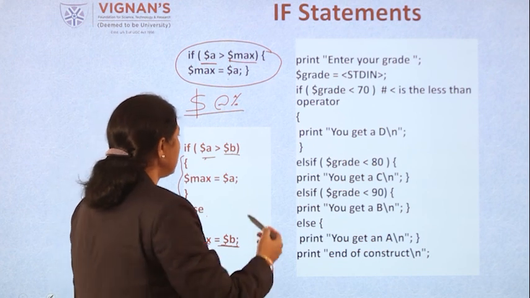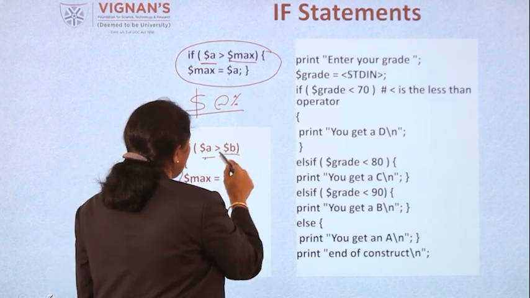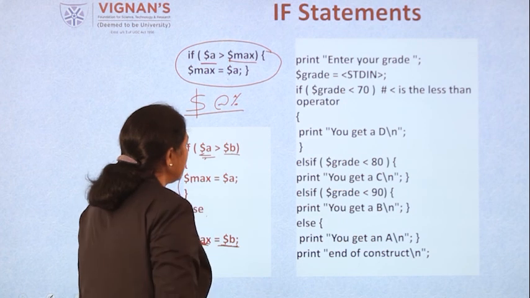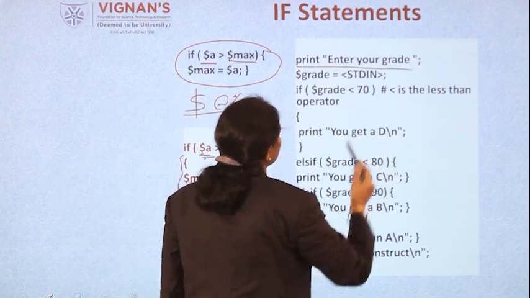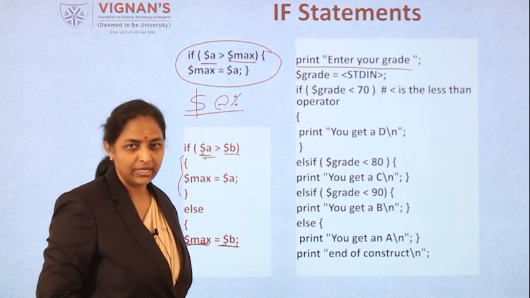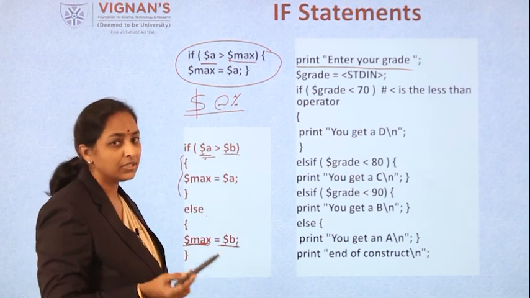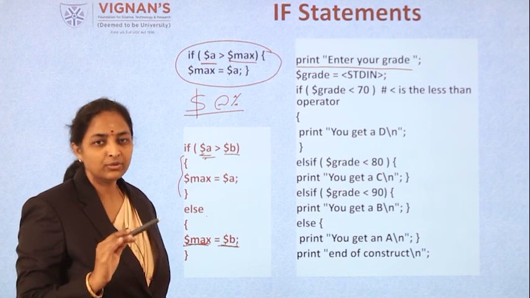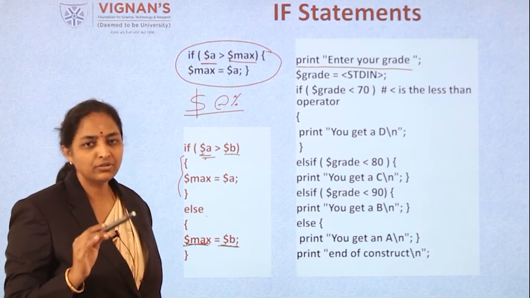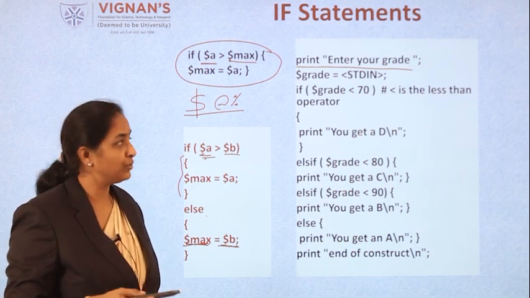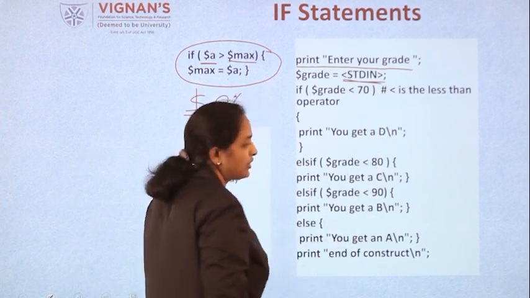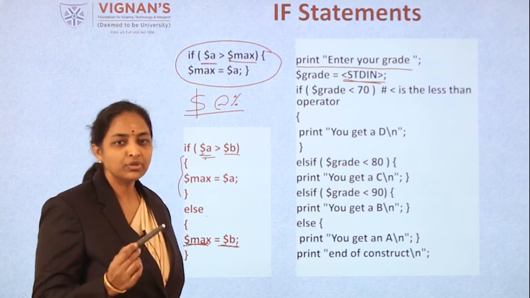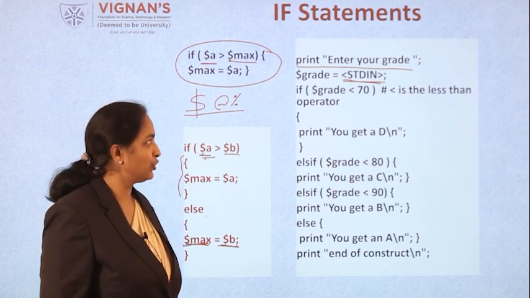One more parameter: in these cases we already initialized A and B, whereas in this case, now read out the first statement. Print enter your grade. So here we are not initializing the grade. You can input the value of your grade through the keyboard. For that we are using the stdin function. Stdin function is for inputting the value from the keyboard.